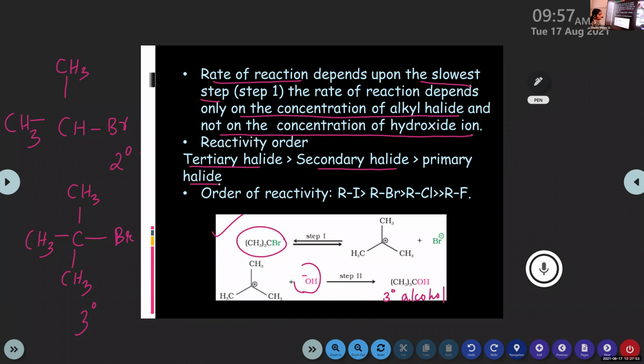Tertiary halide is greater than secondary halide, which is greater than primary halide. Okay, do not get confused with the order of reactivity in both mechanisms. In the SN2 mechanism, it follows primary, secondary, tertiary. And in the SN1 mechanism, tertiary, secondary, primary. You have to remember the reasons also. In the case of the SN2 mechanism, it is due to bulky substituents, that's why tertiary halides have less reactivity. Here it is due to the presence of carbocation.